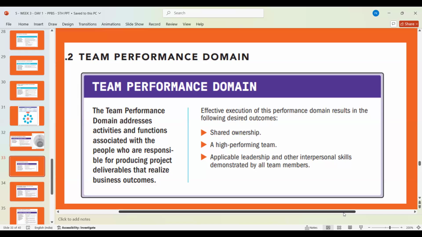Last but not the least, applicable leadership and other interpersonal skills demonstrated by all team members. Tomorrow, imagine you are all working on a project. Your teamwork, interpersonal skills, communication skills and understanding will also be checked or reviewed. As a team, how do you work? How much importance do you give each other? How considerate are you? How do you share responsibilities and drawbacks, and how do you manage them? How do you handle any critical situation? All that is part of the team performance domain.